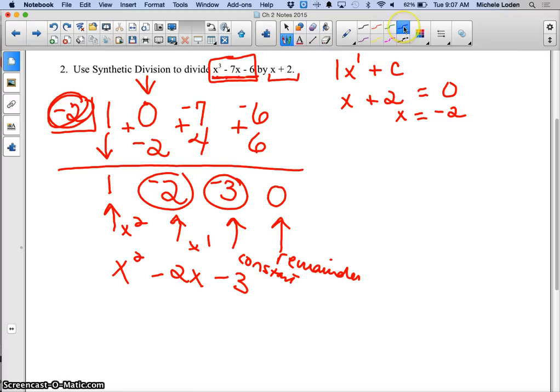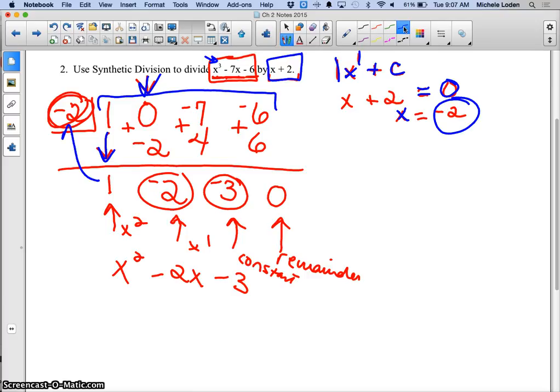Remember, whenever using synthetic division, you may only be dividing by 1x to the first plus a constant. You set that value equal to 0 and solve for x. This is what you are dividing by. You list the coefficients of each term in descending order according to the powers, listing any place markers. Bring down, multiply, and then add.